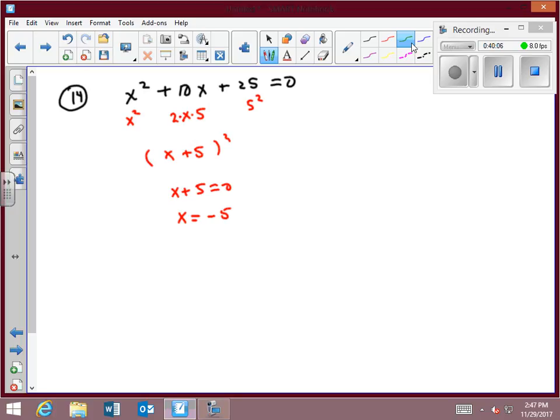Tell me this, if this term right here were a negative 10x, how would that be different? It'd be x minus 5, right? And then your answer would be x is equal to 5. It'd still be a special case, but it'd be the special case of x minus 5.